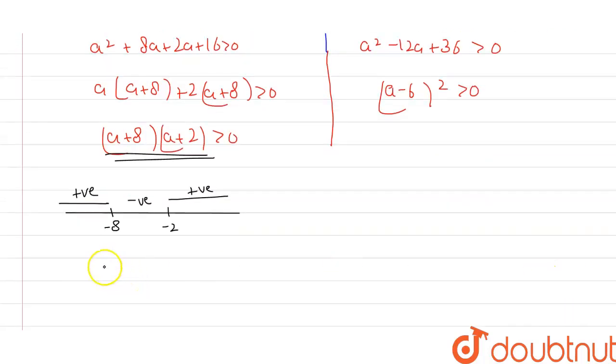So the interval for the required condition on a will be minus infinity to minus 8, union minus 2 to positive infinity. This is the condition I have.